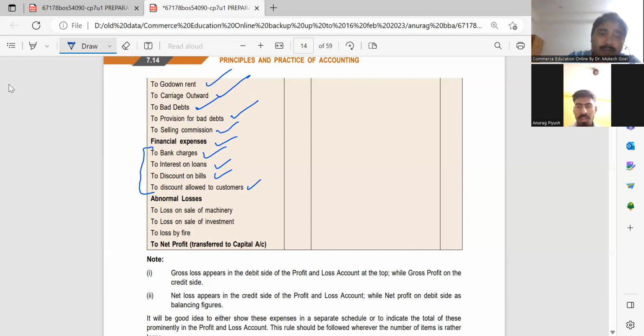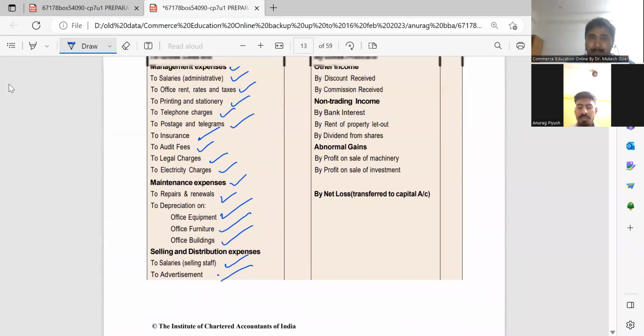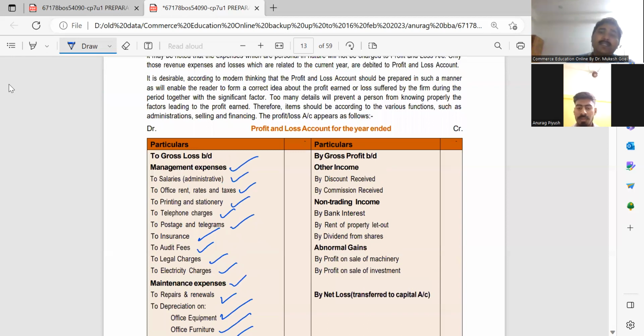Next is abnormal losses. Abnormal losses means the losses which are not concerned with the daily course of operation of the business, just like loss on sale of machinery, loss on sale of investment, loss by fire. These are called abnormal losses. This will also be shown in the debit side of the profit and loss account, right? Yes, sir.